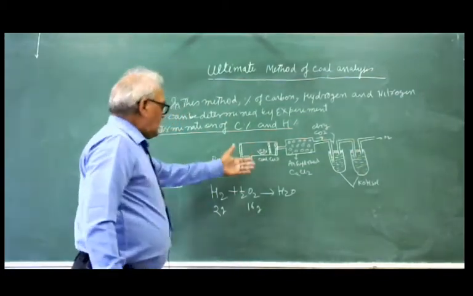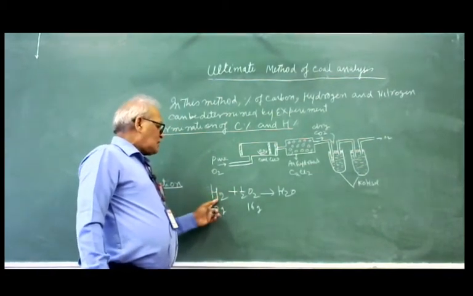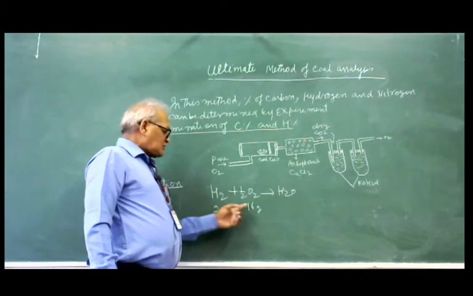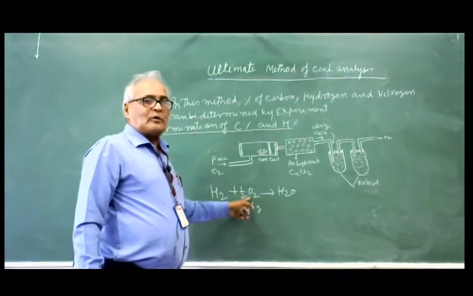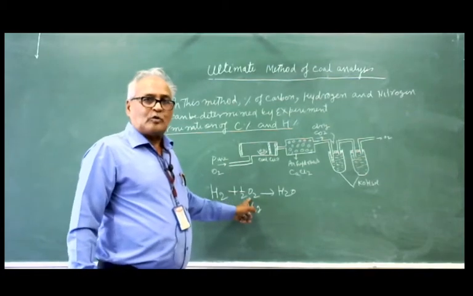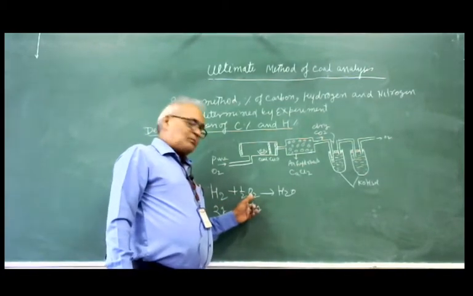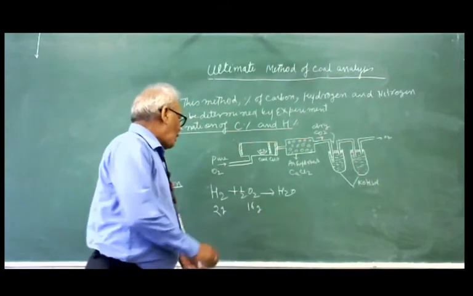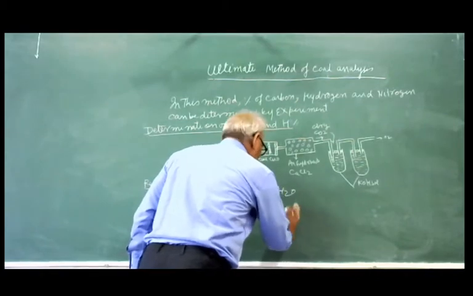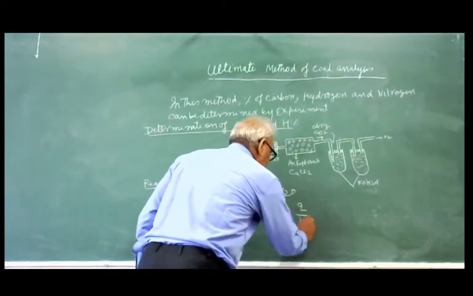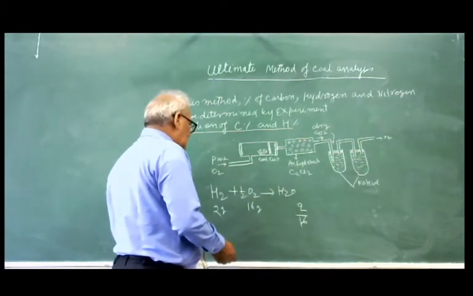So just see, this is the reaction. 2 gram of the hydrogen reacts with 16 gram of the oxygen, half O2. You know, the molecular weight of the oxygen is 32, so half mole of the oxygen means 16 gram. So the conversion factor will be equal to 2 upon 16. So how to calculate the percentage of the hydrogen?